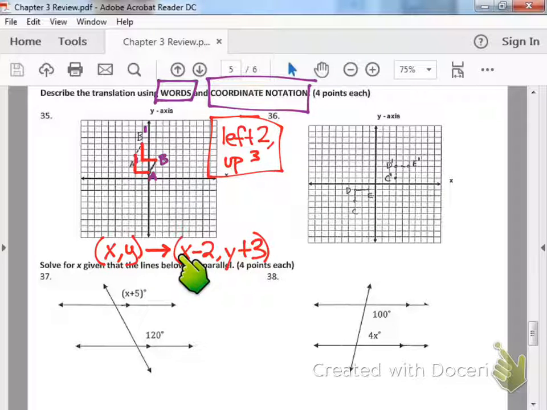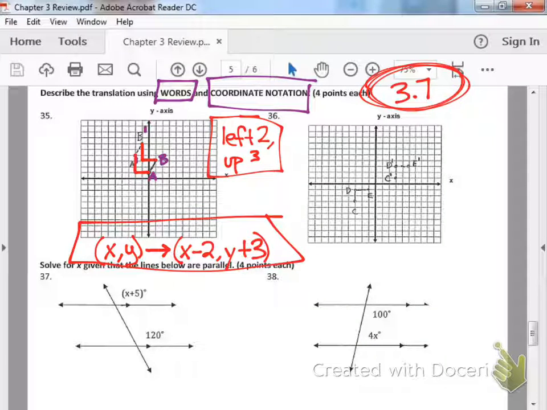Changes side to side happen with the X. Right is positive, left is negative or minus. Up and down happens to the Y. Up you add, down you subtract. This is straight from section 3.7. So if you are stuck on this, we wrote out step by step how to do this in your notes. So use your notes when you're studying this evening. Any questions?